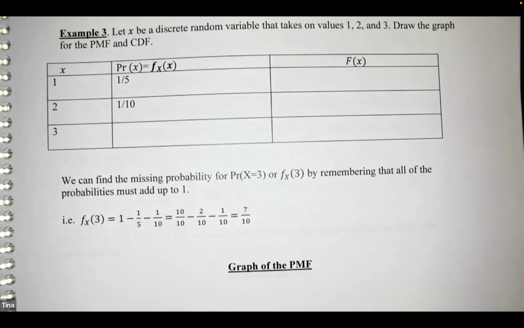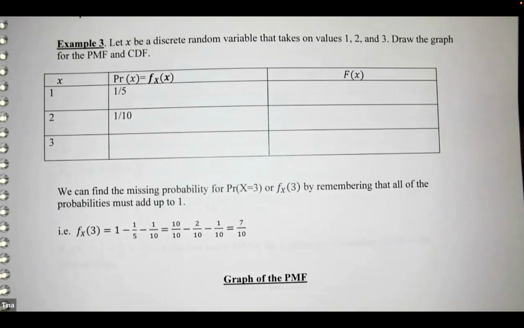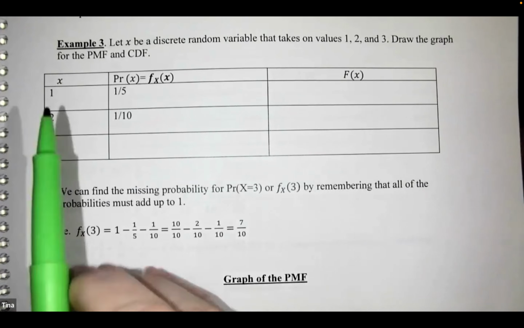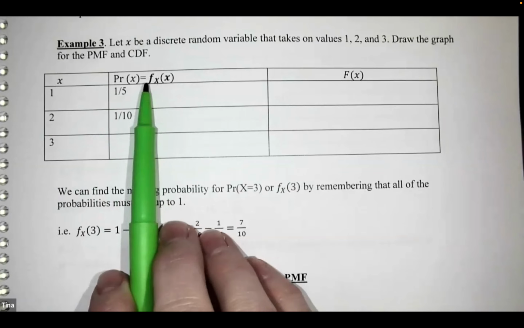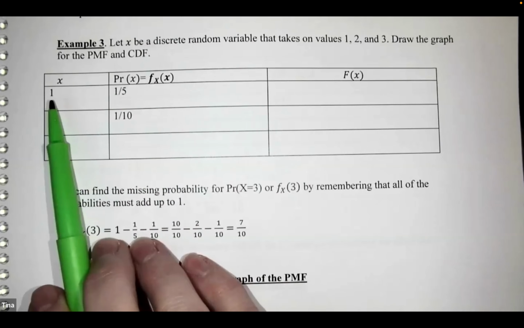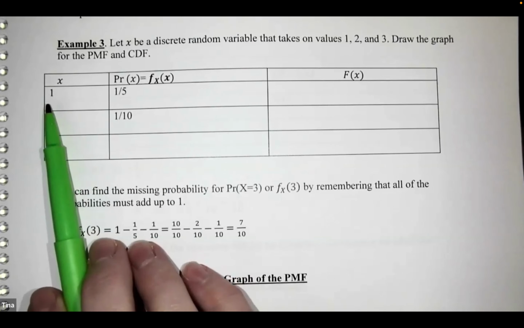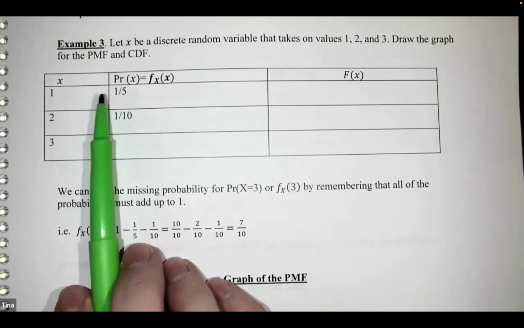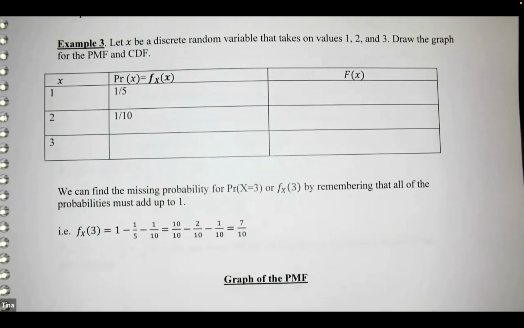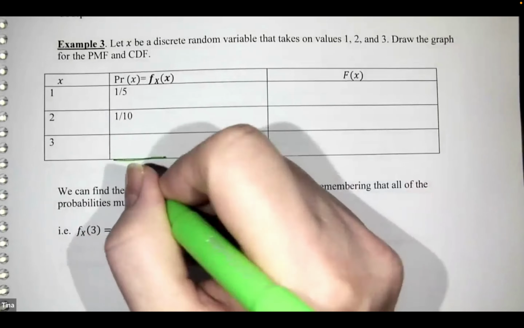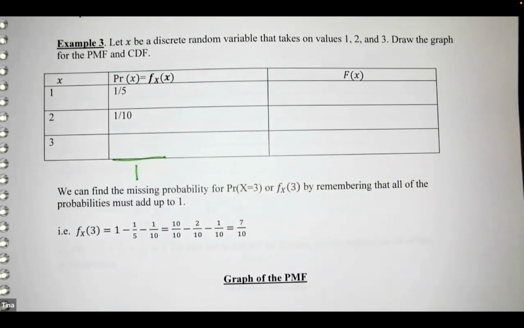Okay, so let X be a discrete random variable that takes on the values 1, 2, 3. Here are our values of x, 1, 2, 3, and here are the probabilities, little f_X of x. The probability that X is 1 is 1/5. The probability that X is 2 is 1/10. And I don't know the probability of 3, but I do know that probabilities have to add up to 1 in any experiment.